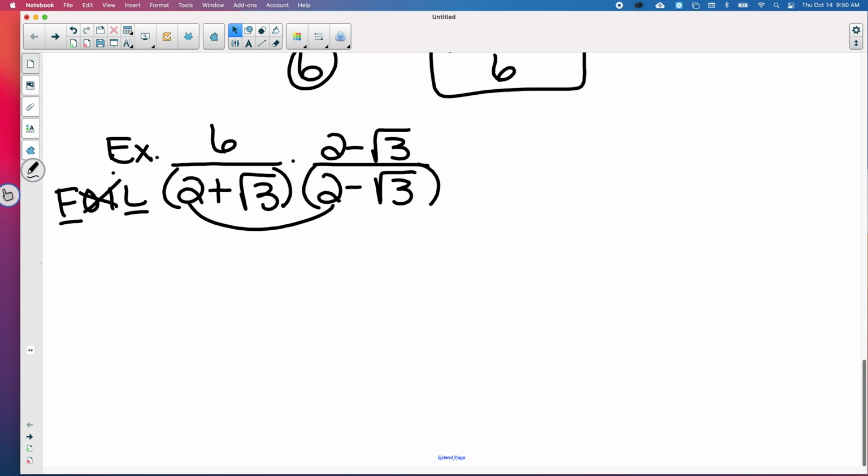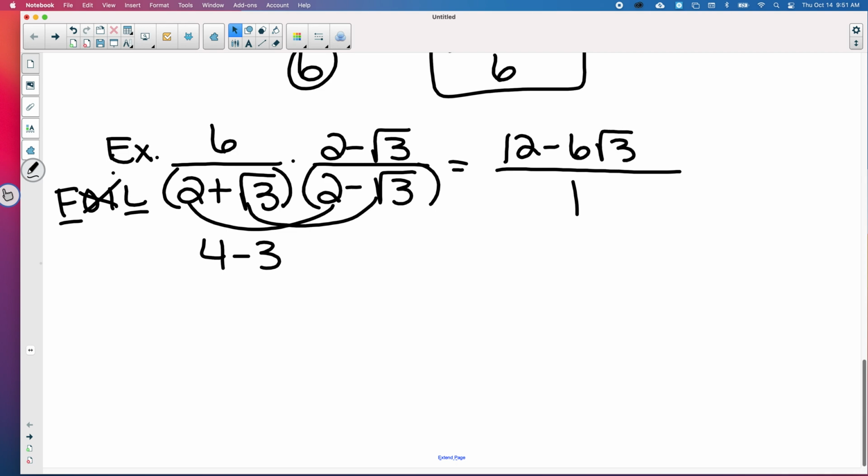So what's 2 times 2? And what's positive radical 3 times the negative radical 3? Negative 3. Alright, so on bottom I would have 4 minus 3, which is 1. Which if it's a denominator of 1, I don't really have to put it. And then on top I would distribute, so what would that be? 12 minus 6 radical 3. That would be your answer.